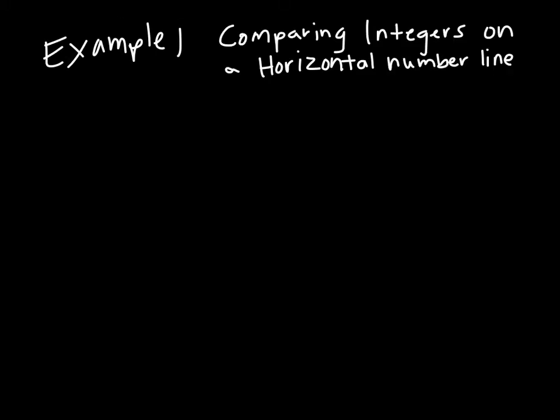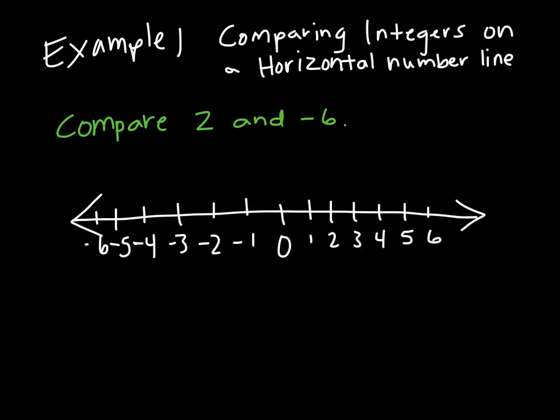Example 1. Comparing integers on a horizontal number line. The directions say to compare 2 and -6. So you would draw these out on a number line like this, and then you would do some comparing. First of all, you would graph your 2, because you're comparing 2 and then -6. So I'm going to graph my 2. Here's +2. And then I'm going to graph -6, which is way over here.